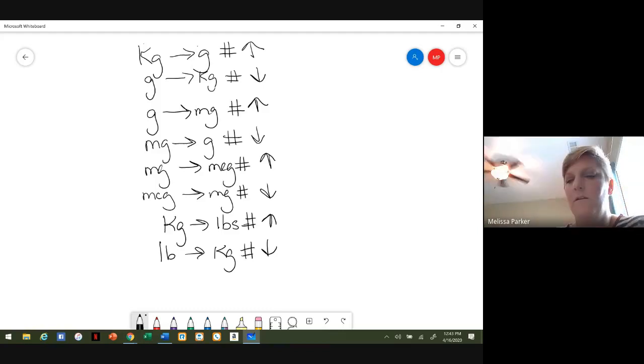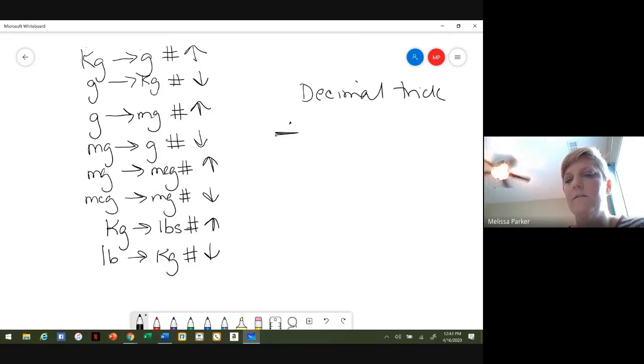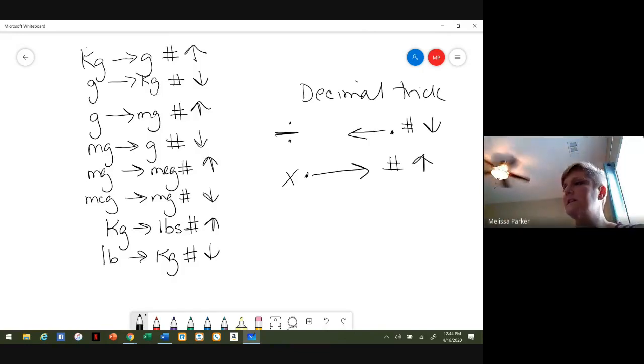Now, the other thing that you want to know is if you're using my little decimal trick. When you're dividing, your decimal moves to the left because the number should get smaller when you divide. And when you're multiplying, you're going to move your decimal to the right because your number should get bigger. And you just count the zeros.